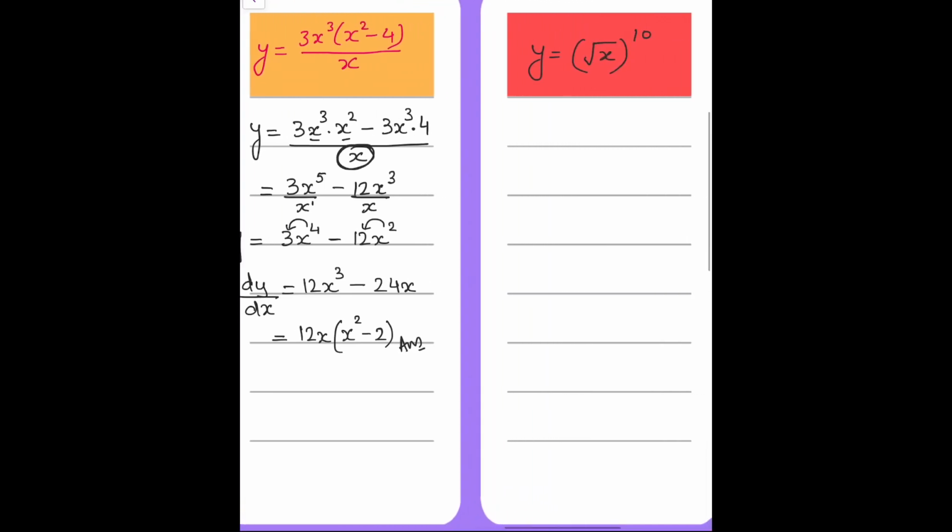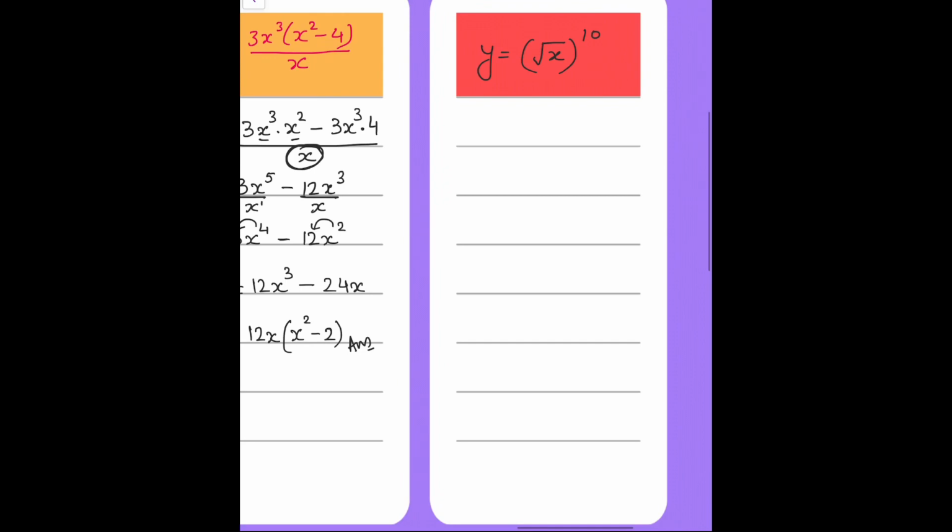Cool. Let's do the last question, which is y equals square root of x to the power of 10. So that will become x, and square root means the power is half, and then you have power 10, right? So that will become x to the power of 5, and now it becomes an easy question. So dy over dx will be equal to 5x to the power of 4.